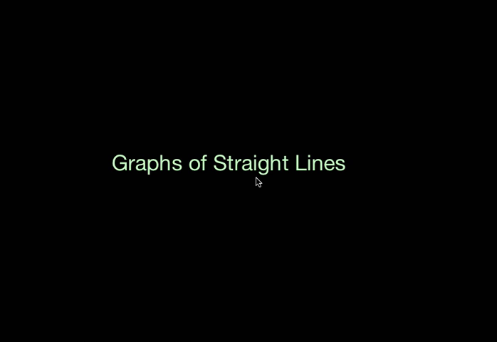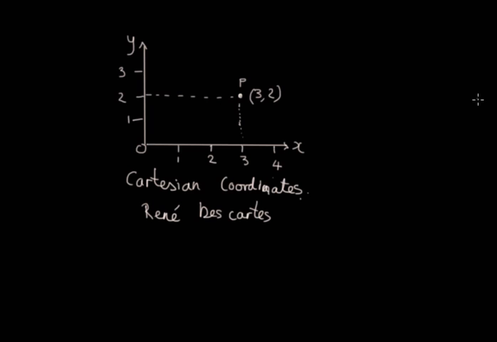Right, we're going to be starting to look at graphs of straight lines. So first, let's have a recap of the coordinate system and take our knowledge of the coordinate system to another level. We all know about the x-axis and the y-axis, and this system of writing coordinates is known as Cartesian coordinates after the French mathematician and philosopher René Descartes.